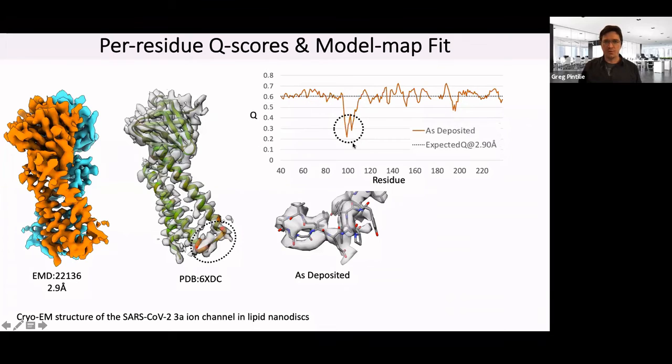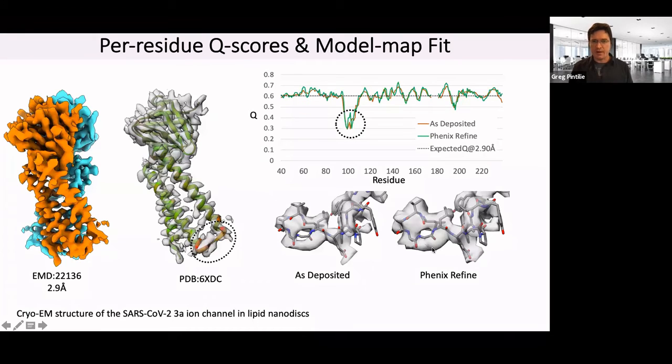So I started to wonder, what is this dip from? If you look at the model, there's actually some density there. It corresponds to this loop, which once you look at it, you can see that it doesn't fit so well into the density. Out of curiosity, I was wondering if I could fit this better. So I ran the model through Phenix Refine, and it improved the Q scores a little bit, but still not too well.